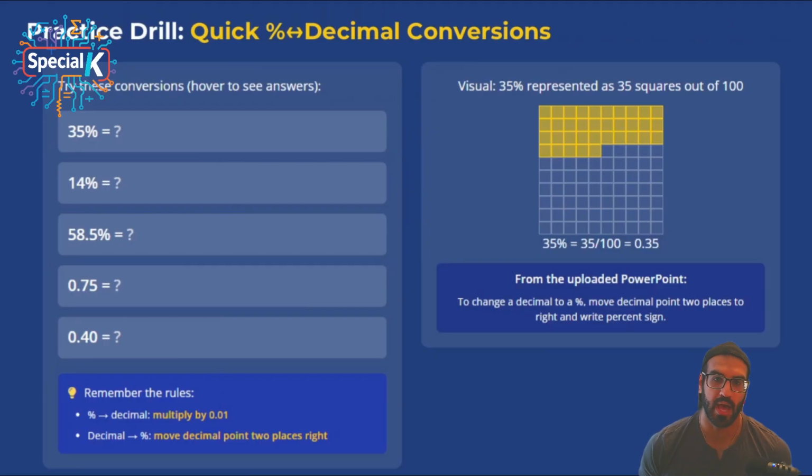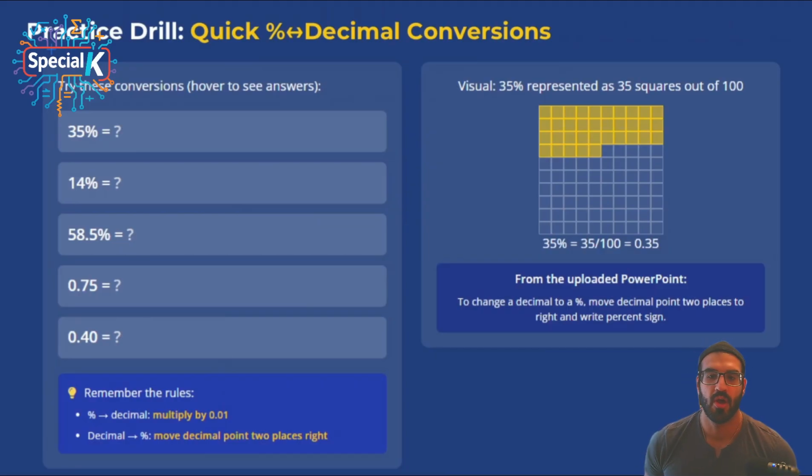For the next question, we do have 0.75. So at this point, what do I have? I do have a decimal number, and I would like to convert it to a percentage, right? So the only thing that you have to do is move the decimal point 2 places to the right, and after that, put a percentage sign beside it. 0.75, 75%. 0.40, 40%, simple. So again, remember, if you want to convert a percentage to a decimal, multiply it by 0.01, or move the decimal point 2 places to the left, and when you convert a decimal to a percentage, move the decimal point 2 places to the right.